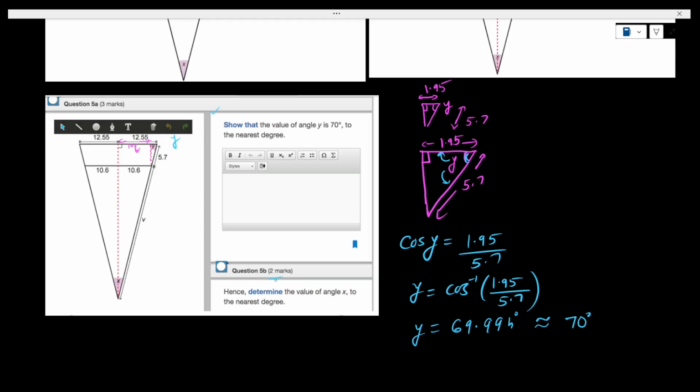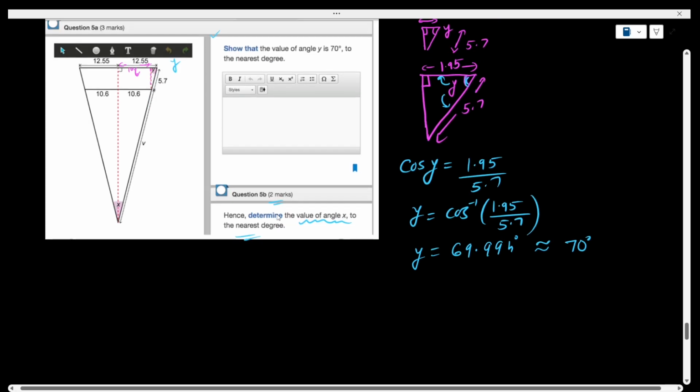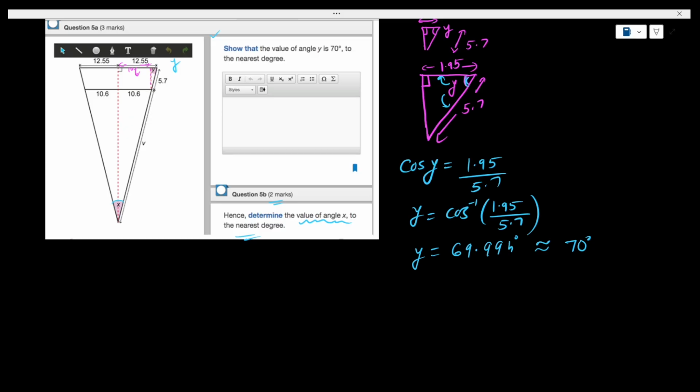Now the second part: you need to determine the value of x to the nearest degree. Now x is the complete angle here. So how can you do it? I can divide this into two congruent triangles. If I take A, B, C here, and D here, then you can see that in triangle BCD, there is 90 degrees plus y plus half of x.